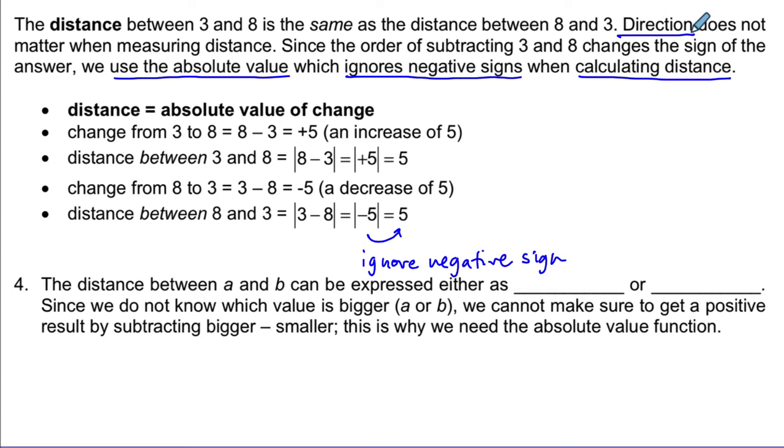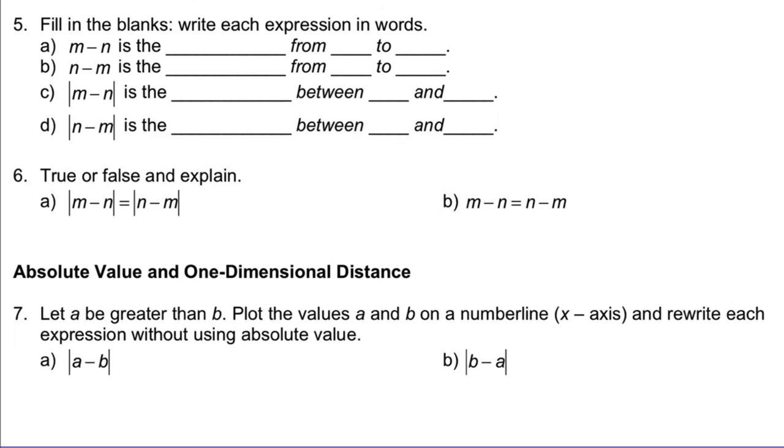So in number 4, we see that the distance between A and B can be expressed as either the absolute value of A minus B or the absolute value of B minus A, because those two expressions are the same. The order of subtraction doesn't matter because we are going to ignore the negative sign. But if we don't know which number is bigger and which number is smaller, we need the absolute value function. So let's fill in the blanks here.